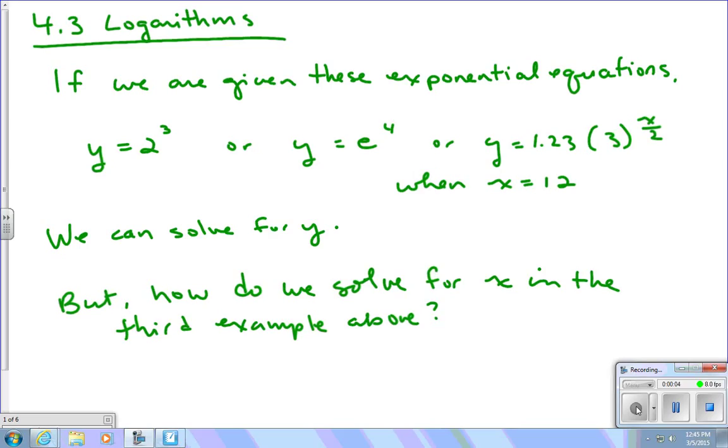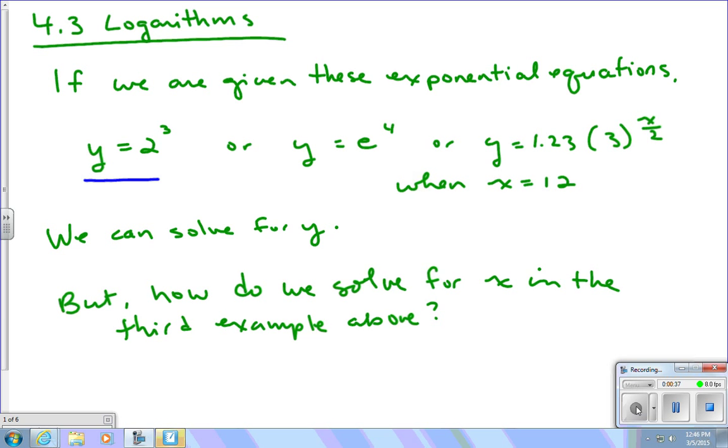Okay, we're going to continue our exploration of exponential functions by looking at logarithms today. If we have these different exponential equations, we can figure out how to solve for y. So if we have y equals 2 to the power of 3, we can just calculate what 2 to the power of 3 is and find the value for y. Or if we have y equals e to the power of 4, we can use our calculators and our e to the x button and find the value for y.